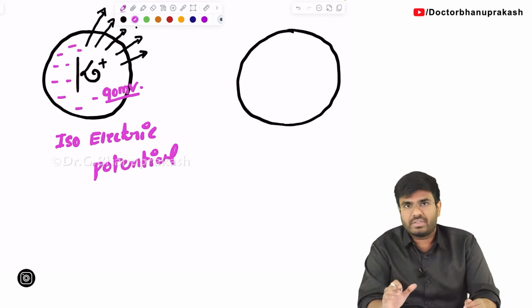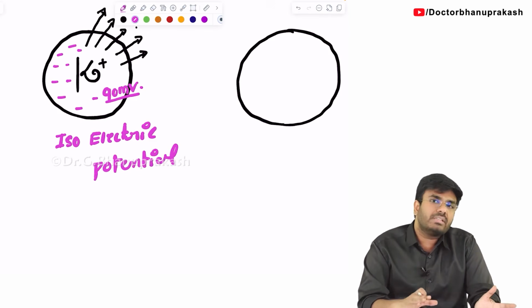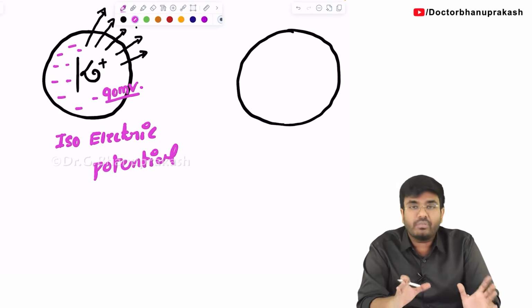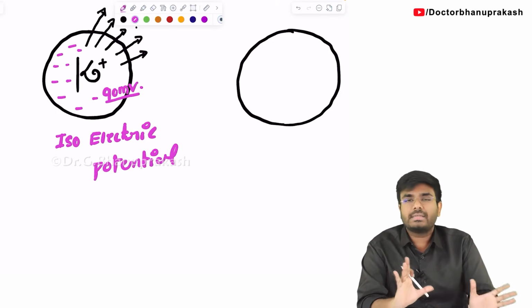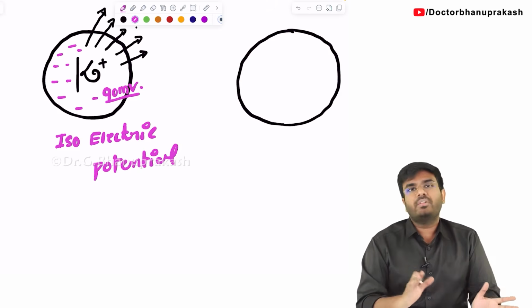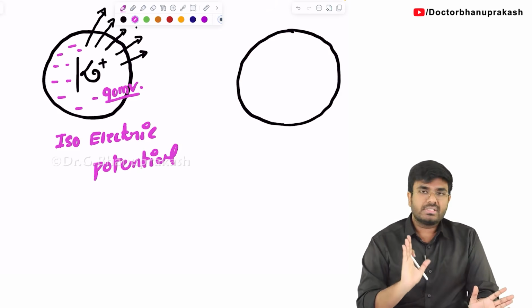As the potassium is going out of the cell, it will try to create how much negativity within the cell? It will try to create a negativity of minus 90 millivolts. Till the time potassium is going out, later equilibrium will be attained. So this is the potassium value.